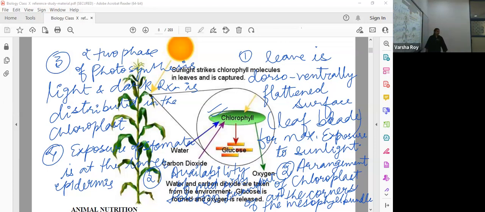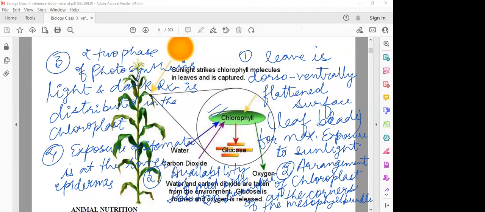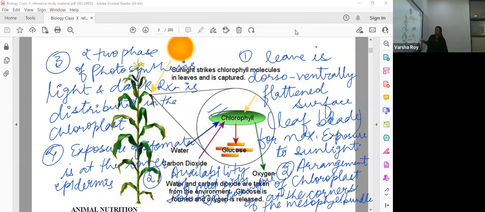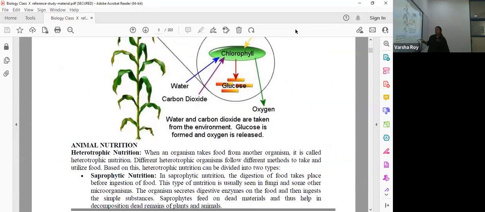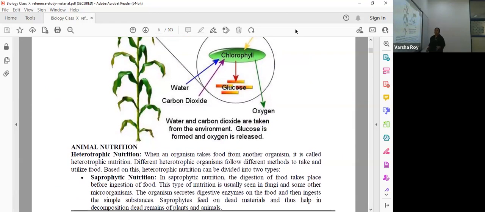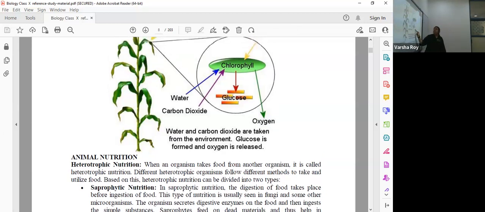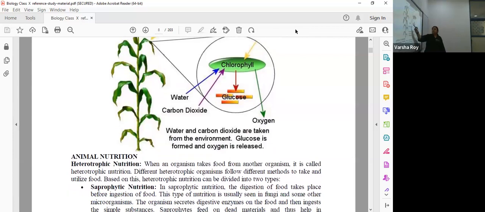So can we proceed now? Yes, ma'am. Next, animal nutrition. Now we talk about animal nutrition. So it is the heterotrophic side. Phototrophic we have discussed. What are the factors which affect the rate of photosynthesis? Let's discuss. Availability of sunlight, water, CO2 concentration. They matter a lot.